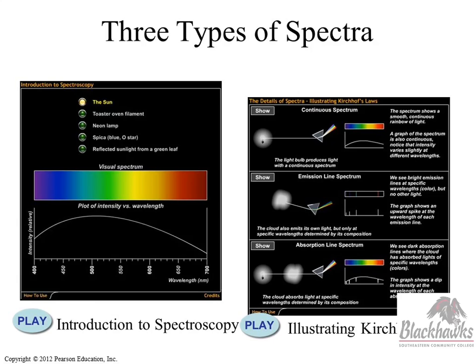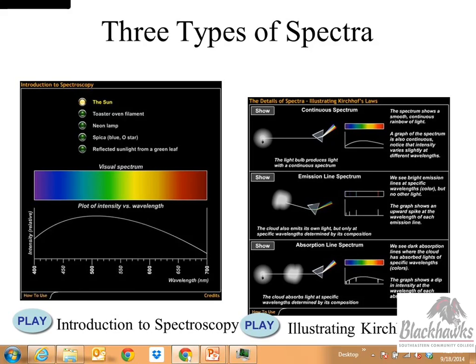These are cool. Let's see. So I don't know if you can see, it says toaster oven, neon lamp, a star called Spica. And the last one is, what would energy look like if it was coming from a green leaf?